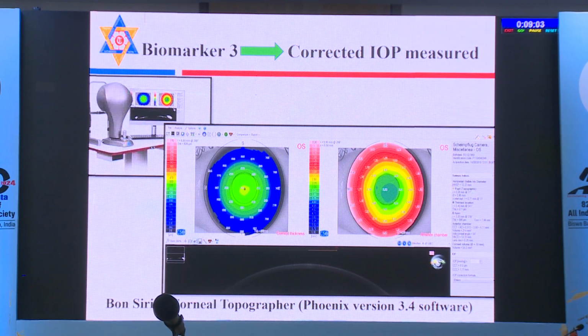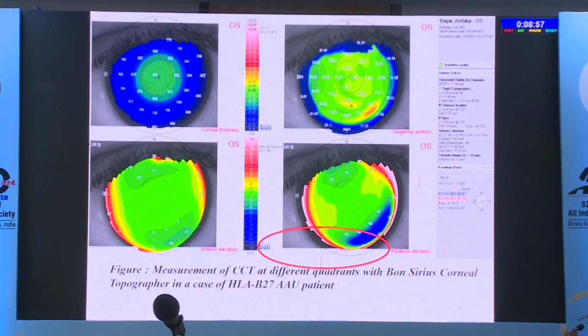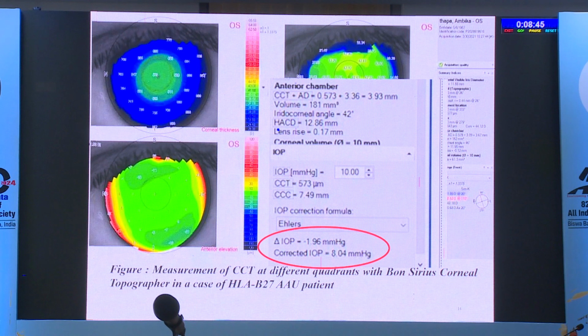The third biomarker that we looked at is the corrected intraocular pressure. What do we mean by corrected intraocular pressure? We all know intraocular pressure depends upon the corneal thickness. So with this machine, we can have a corneal topography, and it gives the average measurement of the corneal thickness. And this machine has an inbuilt formula, a Holladay formula. Inserting the value of the central corneal thickness, it calculates by itself the corrected intraocular pressure. This patient had a pressure of 10 millimeter of mercury, but once we inserted the central corneal thickness of this patient, the corrected intraocular pressure came to be 8.04.